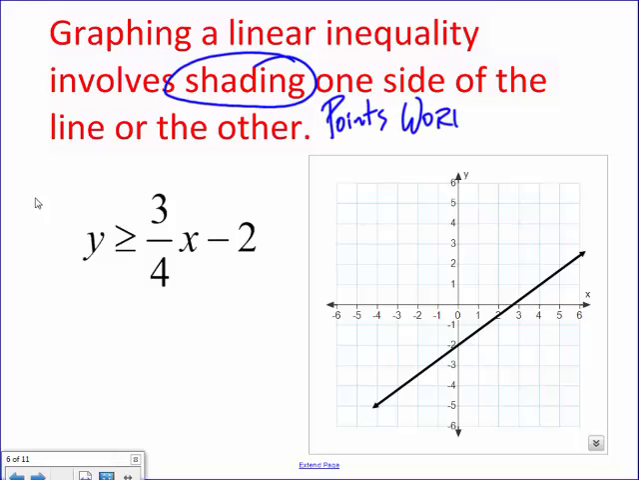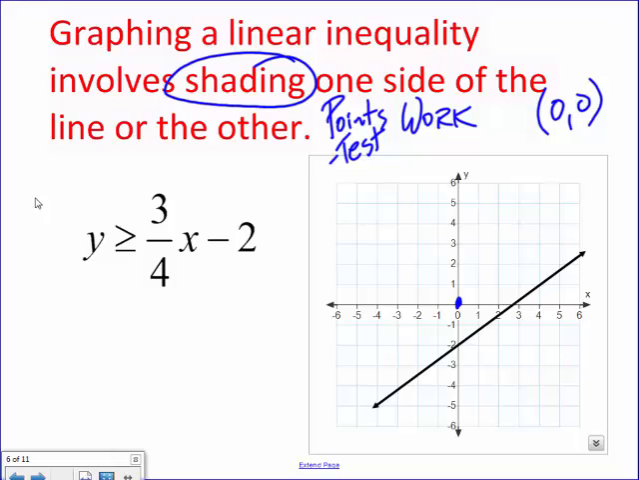Well, what do I mean by points work? That means we're going to test a point. We pick a point that's not on the line. For example, the one I usually like to pick is 0, 0 if it's not on the line. That's a great point to pick because it's easy to plug in.